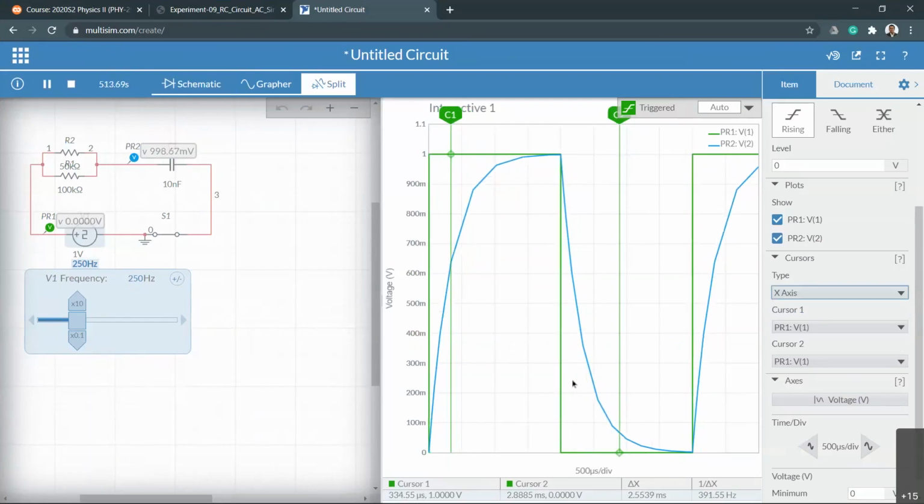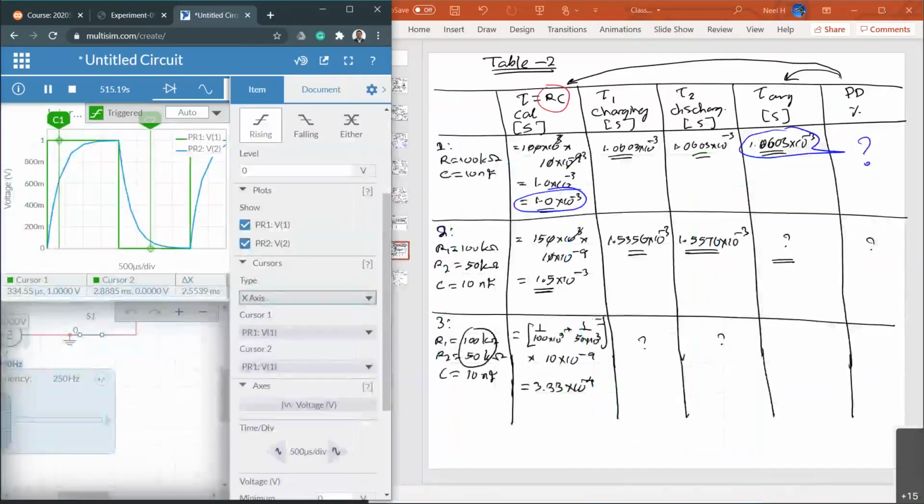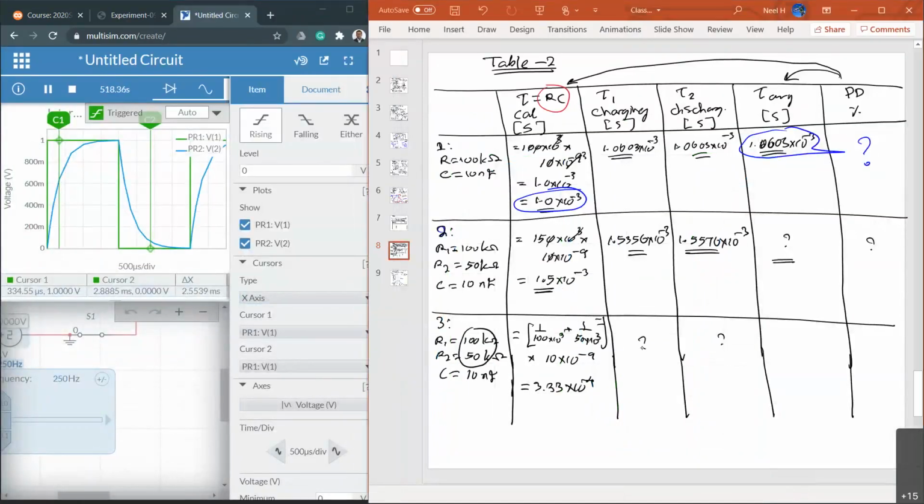334.55 micro, multiplied by 10 to the negative 6. Write it down: 334.55, multiplied by 10 to the negative 6 seconds, which means 3.3455 times 10 to the negative 4. That is the exact same value, very close, but there's a small difference. That is our observational error.